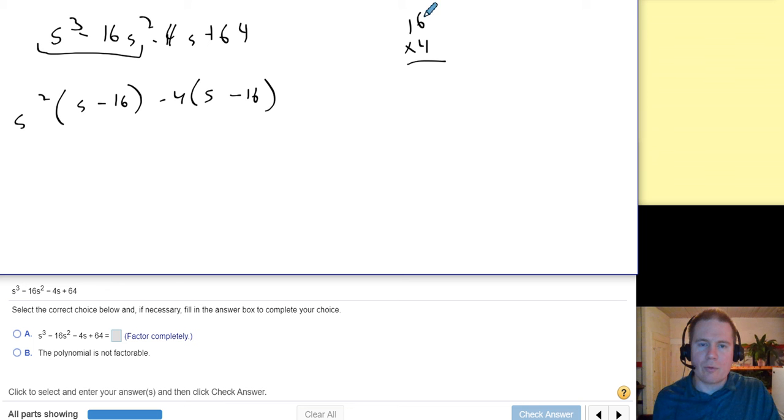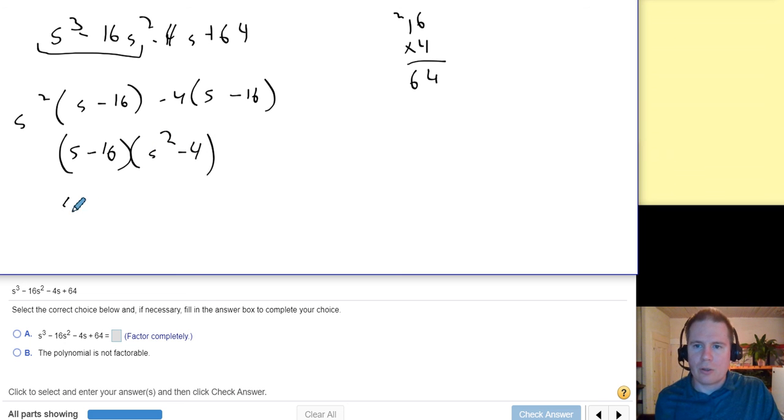We can check that. 4 times 6 is 24. 4, 5, 6. There we go. So s minus 16 is a common factor. s squared minus 4. Hang on, s squared minus 4, that's difference of squares.